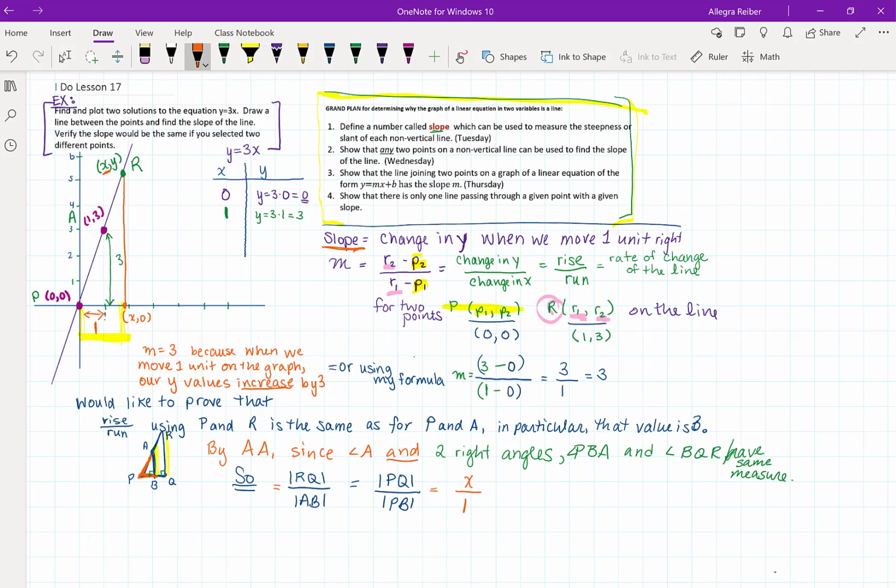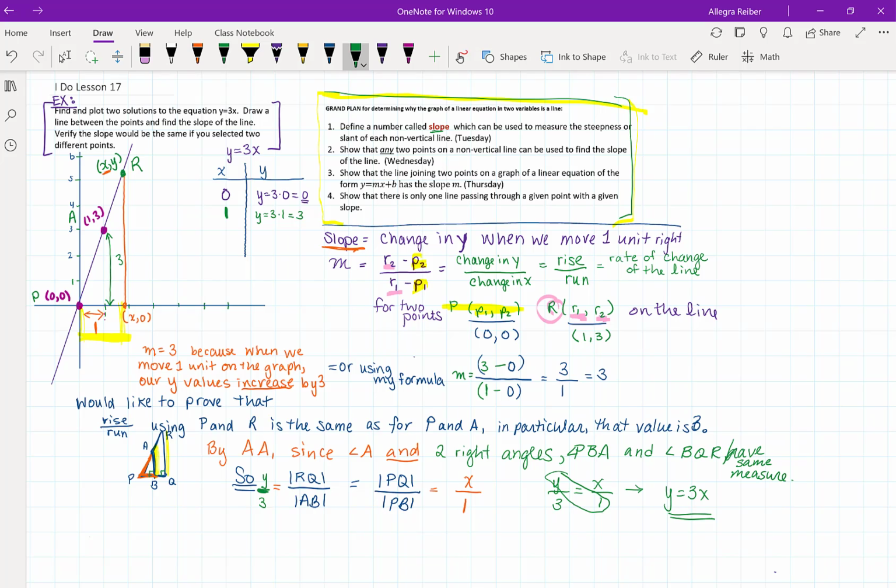On the other side, we have RQ. RQ is the height of the taller triangle. Its height goes all the way up to the y coordinate at the point R, so its height is y, divided by, what's the height of the smaller triangle? Well, that's the slope. That's that 3. So we have y divided by 3 equals x divided by 1. From this formula, we obtain, by cross multiplying, that y equals 3x.